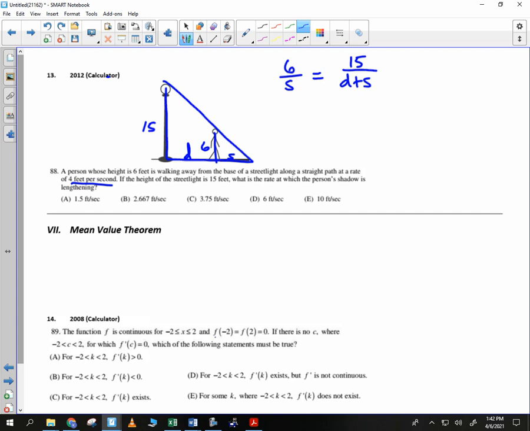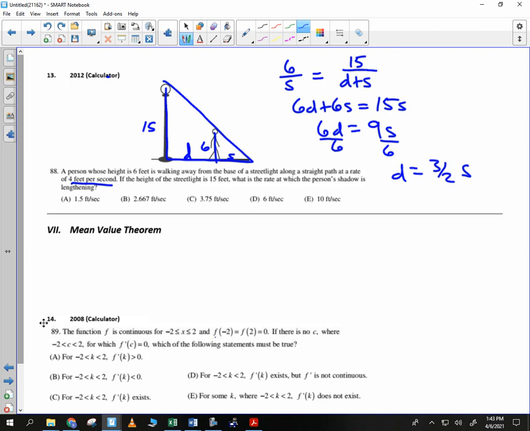Now, in order to make this look nicer so that we don't have the quotient rule or something like that, let's just cross multiply to get 6D plus 6S is equal to 15S. As we gather our S's, we have 6D is equal to 9S. And finally, if we divide by 6, we get D is equal to 3/2 S. So that's the ratio. The distance is always 3/2 of the length of the shadow.